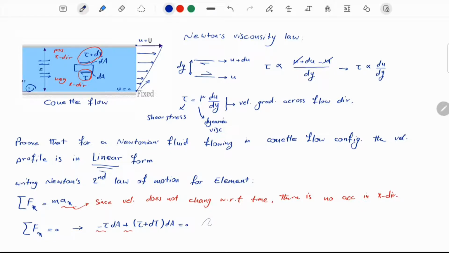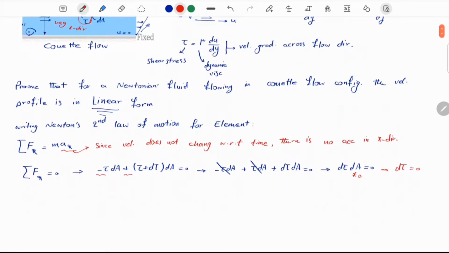Okay, now expanding this equation gives us minus tau dA plus tau dA plus d tau dA equals 0. These two cancel each other, and finally we have d tau dA equals 0. As you can guess, this dA is not equal to 0 because we considered an infinitesimal element which is not 0 in the figure. Okay, as a result, d tau has to be 0.